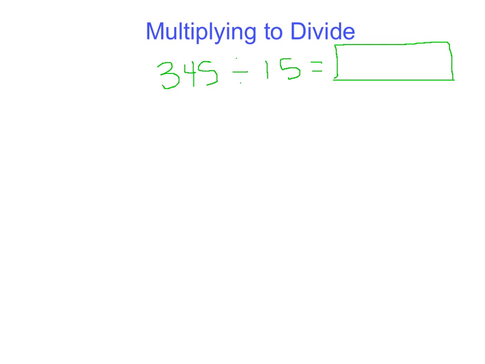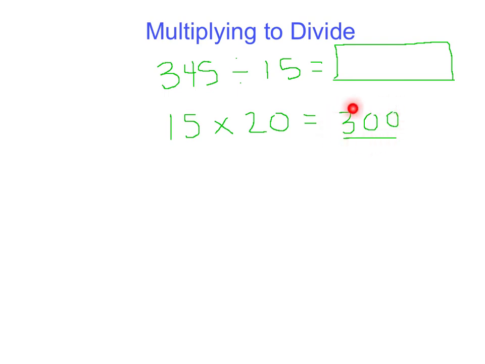So, for instance, I could do 15 times 20. And that's easy for me. I can do 15 times 20, use partial products, whatever. And I know that that gets me 300. So I'm almost there. If I look up here, my goal is 345. So far, I've gotten 300.